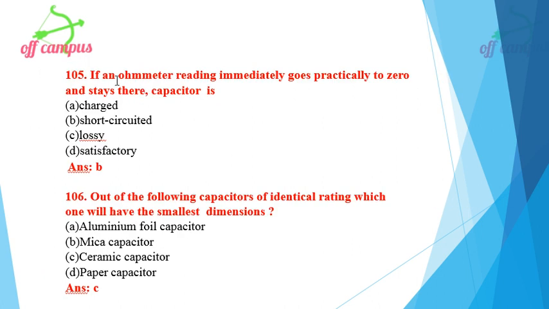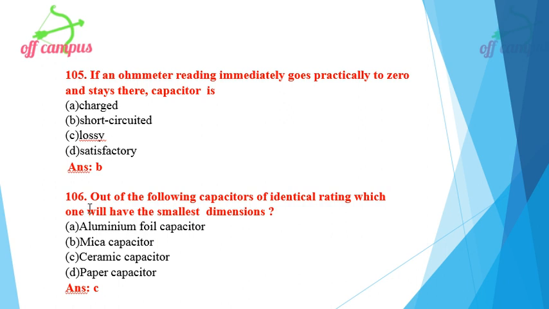105. If an ohmmeter reading immediately goes practically to 0 and stays there, the capacitor is, and 4 different options are given. The capacitor is short circuited. Whenever the capacitor is short circuited, the ohmmeter reading will go to 0 and stay there. Option B, short circuited, is the right option.